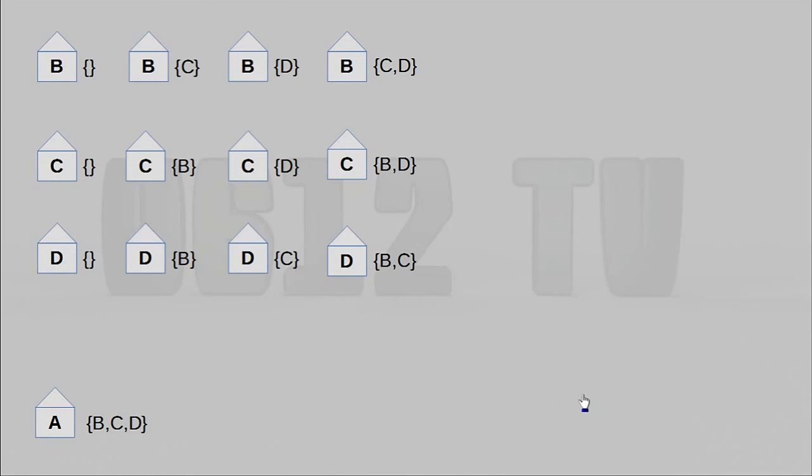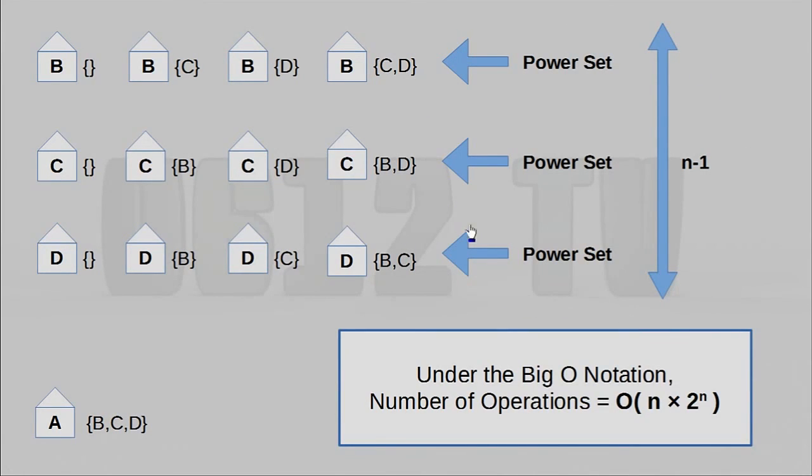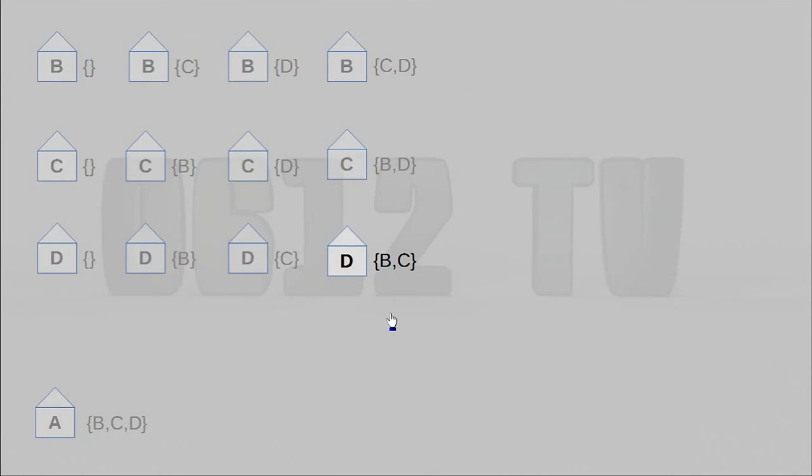Look at what's happening here. Essentially, with B taken, we have C and D left, and we're generating a power set out of C and D. Essentially, for each city, we're generating a power set of the remaining cities. Of course, what this means is that we're generating as many power sets as there are cities. Now, I know this is extremely simplified, but if we put all of this together, what we get at the end of the day is n times the power sets. In other words, the number of operations we need to do here is n times 2 to the power of n.